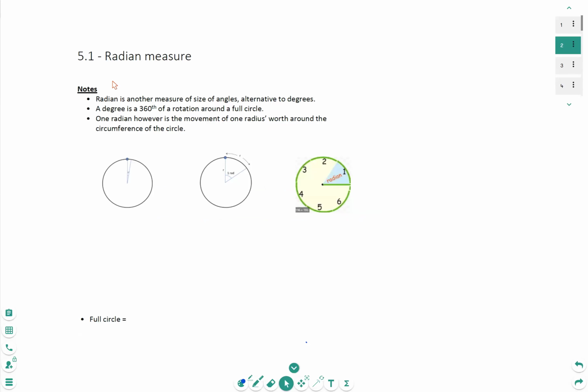Right, so 5.1 about radians. So what's a radian? A radian is another measure of the size of angles, an alternative to degrees. Think about temperature: we have Celsius, we have Fahrenheit, and Kelvin if you do science. Do they measure the same temperature? Yes, they do, but they just present it a different way.